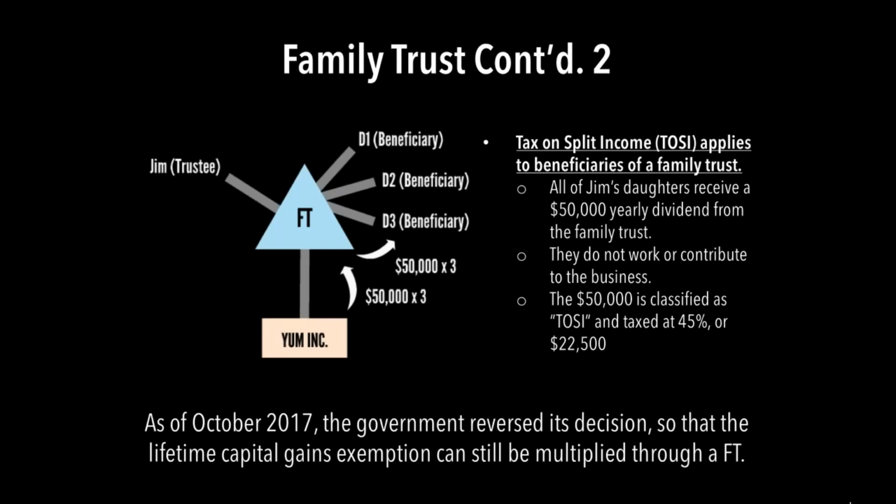However, under the new tax regime effective January 1st, 2018, they will pay tax on split income of 45% on the $50,000 dividend received. That means each daughter will pay $22,500 in income tax. As you can see, the government is stopping business owners from using family trusts to income sprinkle with adult beneficiaries. Let's move to the next slide, please.